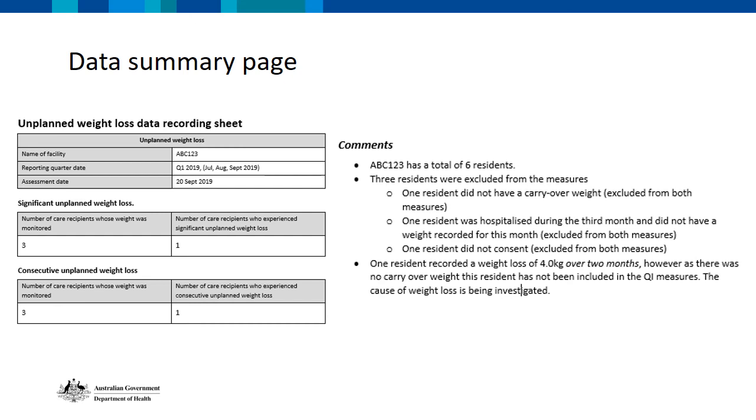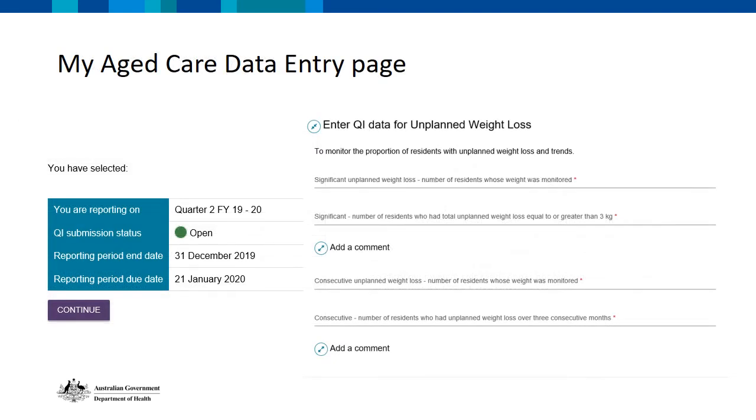It is important to note that all data must be finalised and submitted each quarter prior to the submission deadline, which is 21 days after the end of each quarter. Your My Aged Care Outlet Administrator is responsible for submitting your QI data via the My Aged Care Provider portal. As you can see, using a summary data sheet that mimics the design of the My Aged Care submission screen will make the data submission process easier.